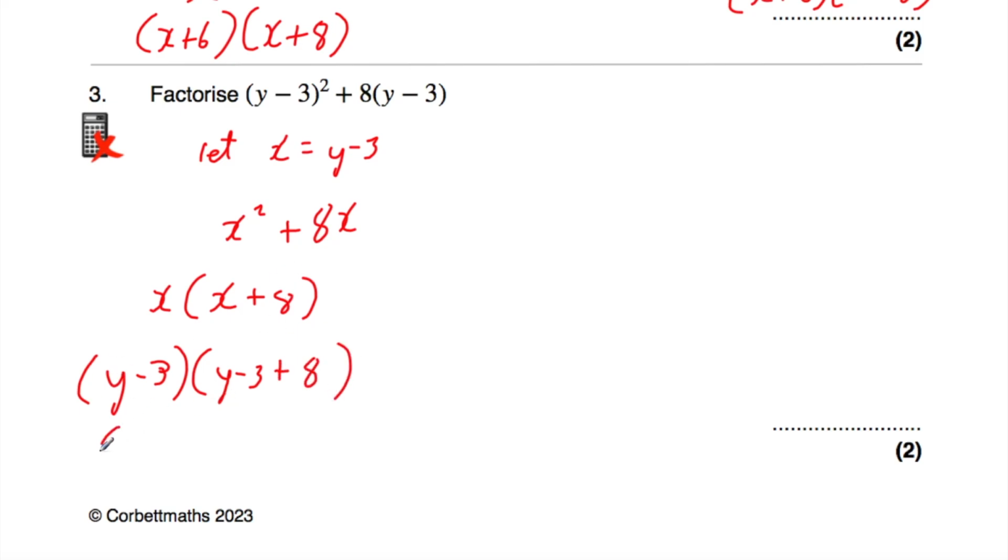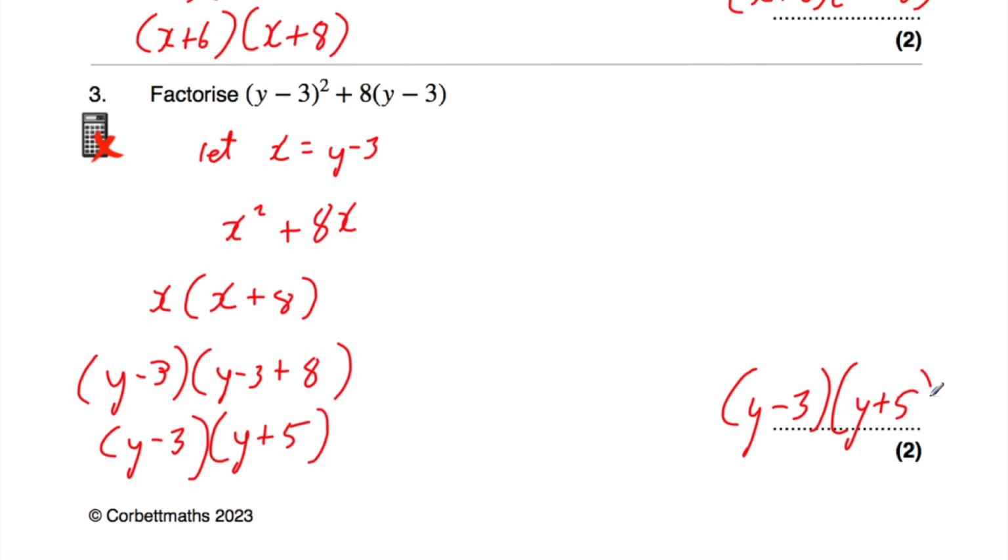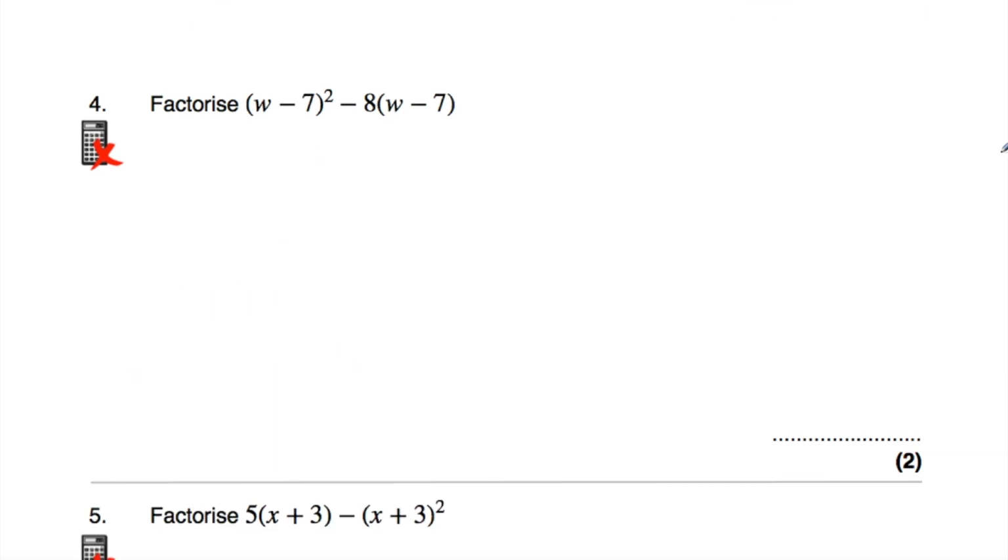The first bracket is straightforward, it's just y minus 3. The second bracket we have y minus 3 plus 8. Well, minus 3 plus 8 is 5, so that'll be y plus 5. And that's it. So our answer would be (y minus 3)(y plus 5). We've factorized that without expanding out the brackets. That's just a bit easier. Let's look at our next question, question number 4.